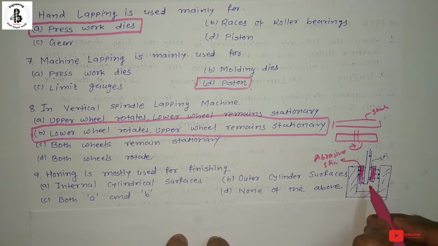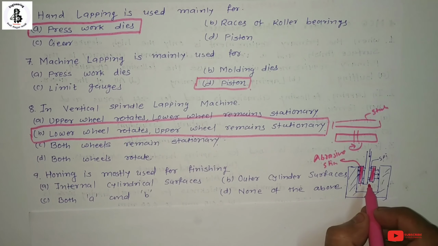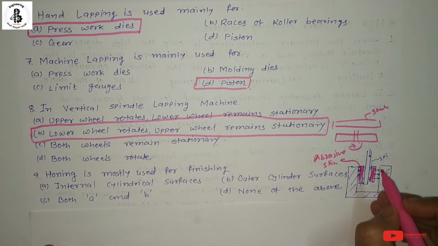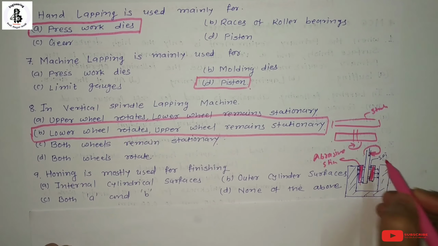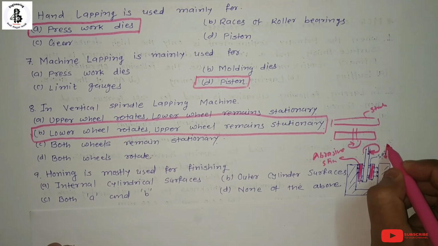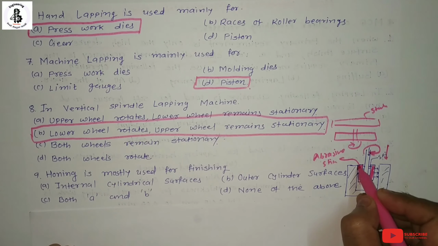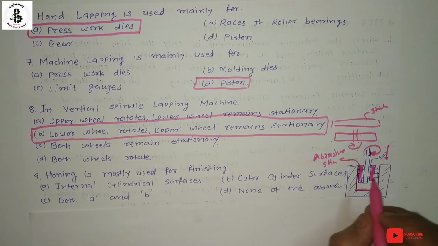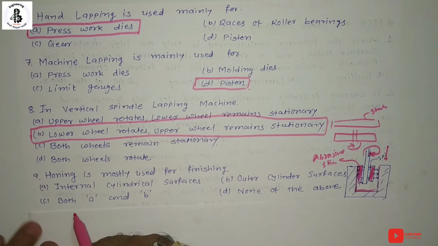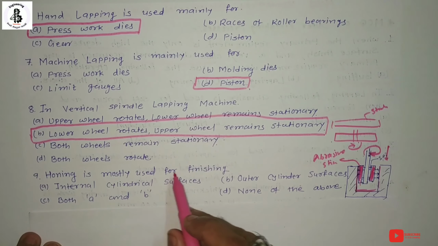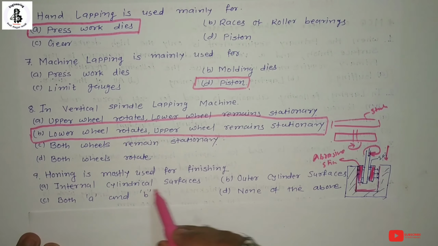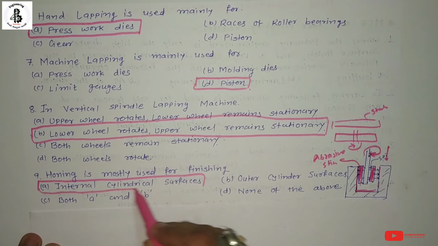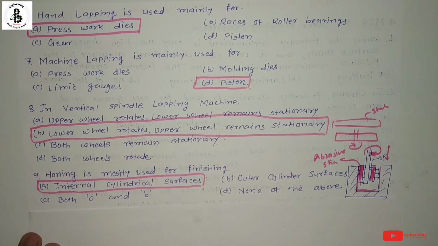So that is used for making internal cylindrical surfaces. This honing tool will be rotating as well as reciprocating. So you can make all that surface finishing with the help of the honing process. So the right answer is that honing is mostly used for finishing internal cylindrical surfaces. Option A. Then next question.